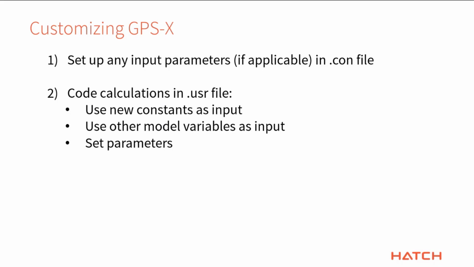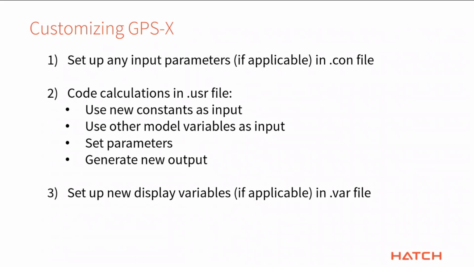You can then do calculations of any arbitrary complexity and then set parameters in the model. You can overwrite what is going to be appearing on the menus by just setting that using these calculations. And you can create new output. You can create new variables, and those can then go on to their own special new menu in the var file. Now, once you've done all of that, you need to reload your GPSX layout and then also go through the process of rebuilding it.